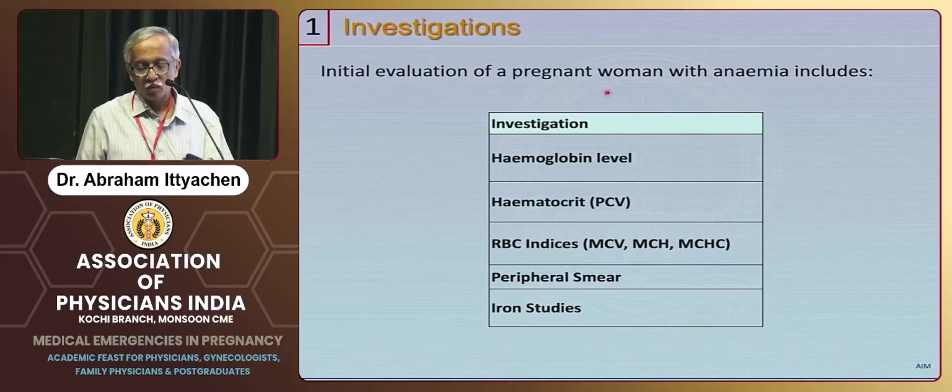Now, what are the investigations? That's actually the question I should answer. That's the first question. With what we have discussed so far, I think I already described the importance of hemoglobin, hematocrit, the RBC indices, peripheral smear, iron studies, and how they help you differentiate not only in the diagnosis of anemia, but also to differentiate between physiological and pathological anemia.